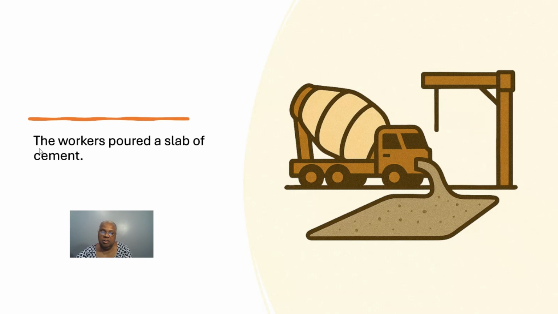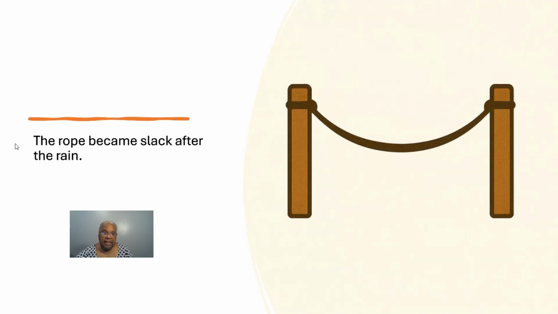Ready? Let us begin. The workers poured a slab of cement. Noun, listen to what slab means. It means a large flat piece of cement or stone. Builders make floors or sidewalks from cement slabs. Let's read the sentence together.